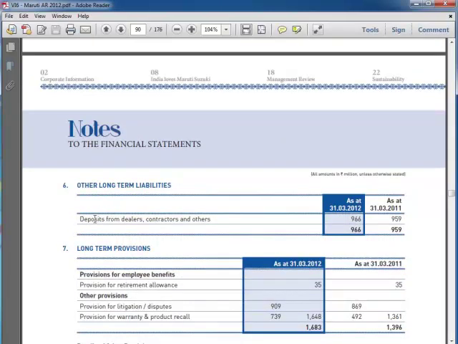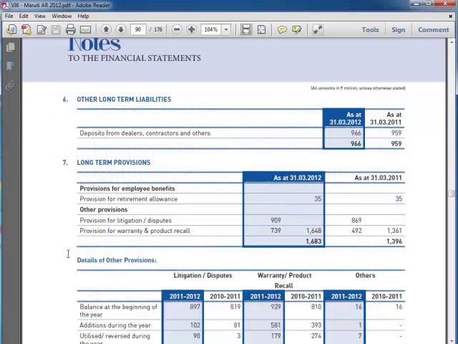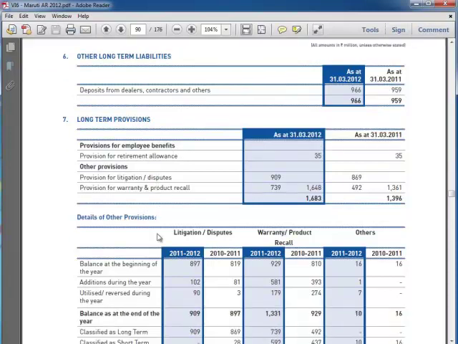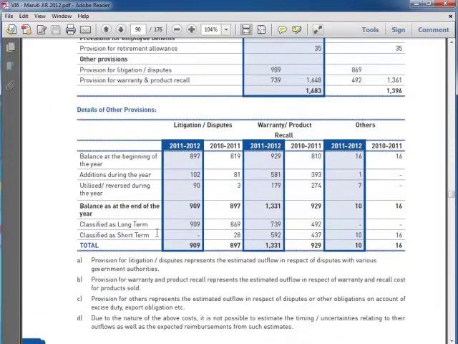Then we have other long-term liabilities, and it tells you what this comprises of: deposits from dealers, contractors, and others. Point 7, we have long-term provisions. So these are provisions that the company has put aside, and we can see here that we have retirement allowance, then we have litigation disputes, warranties, and product recall. And then we have some other provisions as well. So litigations, disputes, warranty, product recall, others.